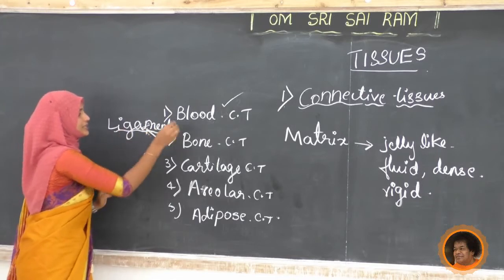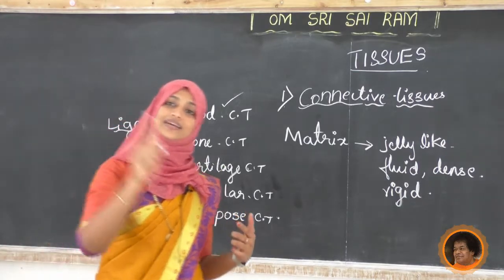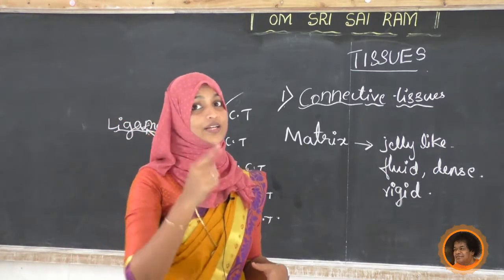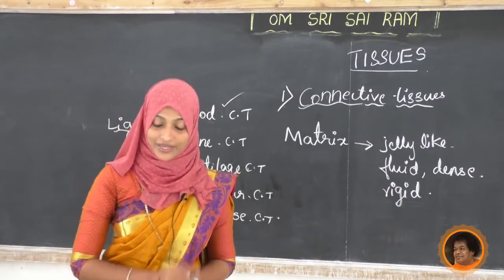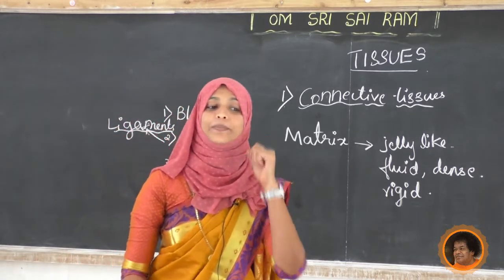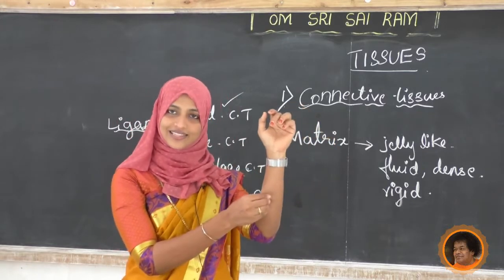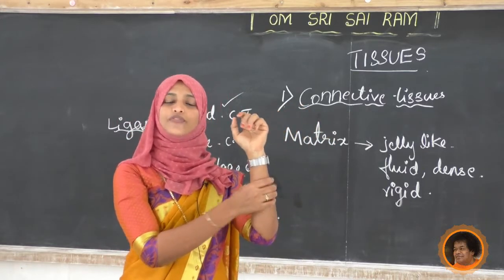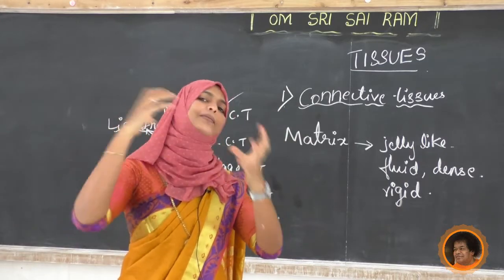Ligaments means what? One bone is connected to another bone with connective tissue. That is called a ligament. Sometimes a bone is connected by muscles. See here, one bone is there, muscle is there. If we say he is a muscle man, the bone is connected with a muscle.